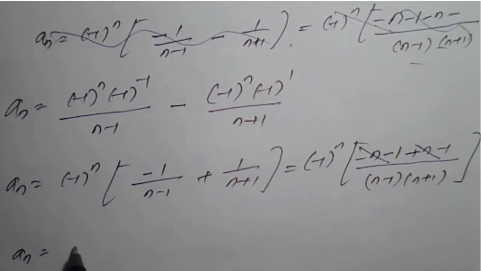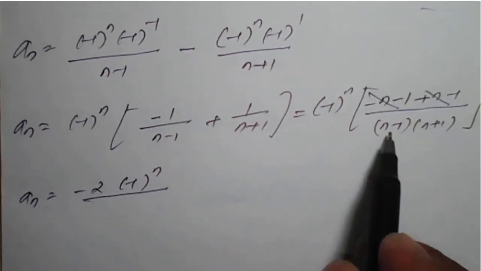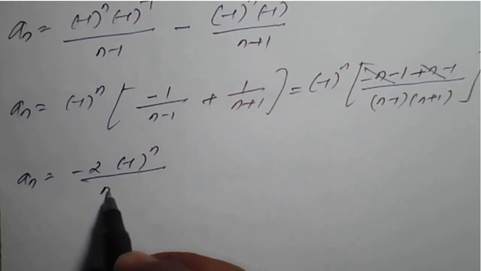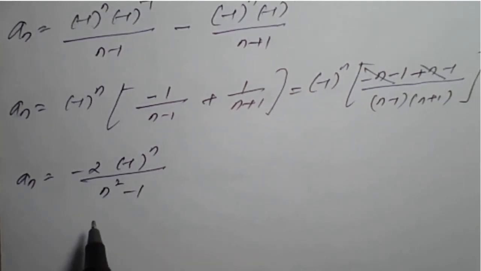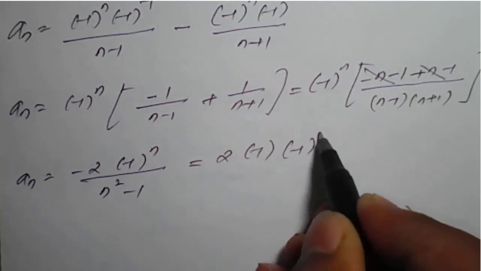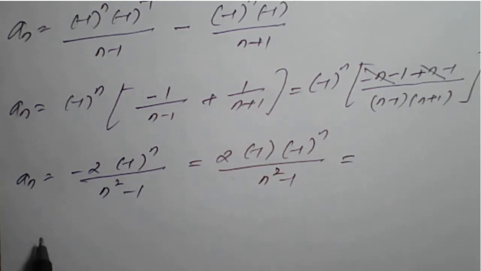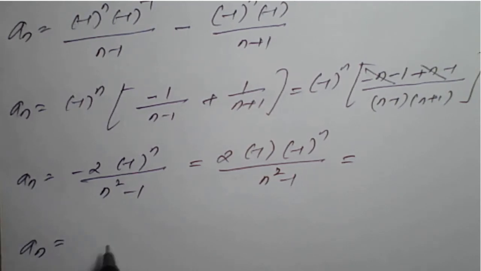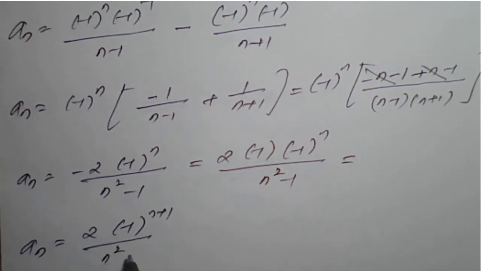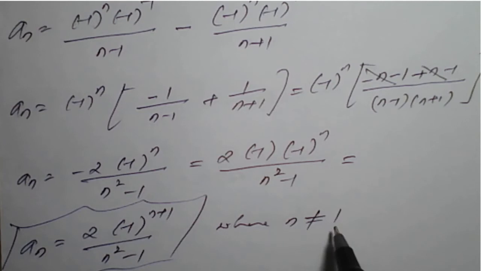So an is equal to minus 2 into minus 1 raised to n divided by, a plus b, a minus b formula, so it will become n square minus 1. Or I can rewrite this as minus 2 into minus 1 into minus 1 raised to n divided by n square minus 1, which is nothing but, so the an value is, an is equal to 2 into minus 1 raised to n plus 1 divided by n square minus 1. So this is the value, but a condition applies here: n should not be equal to 1.